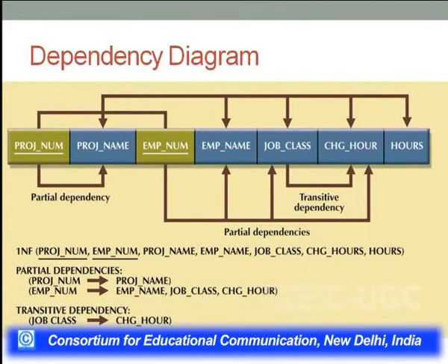So, these dependencies are shown on top of the diagram, whereas partial dependencies between the employee name and employee number, project number and project name are shown at the bottom. Also, the transitive dependency between job class and charge per hour is shown at the bottom of the diagram. We shall be using the same tool, that is the dependency diagram, to further normalize the databases.